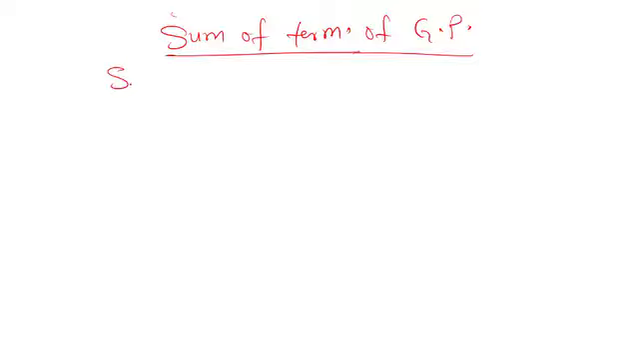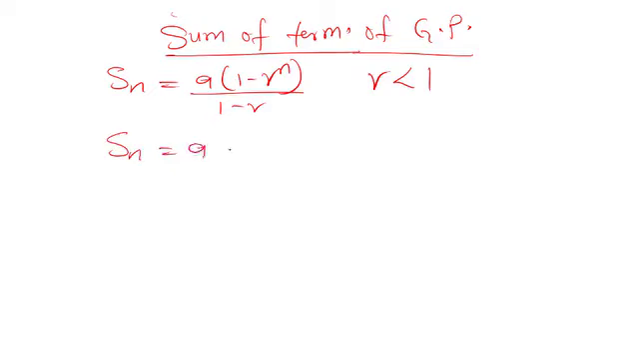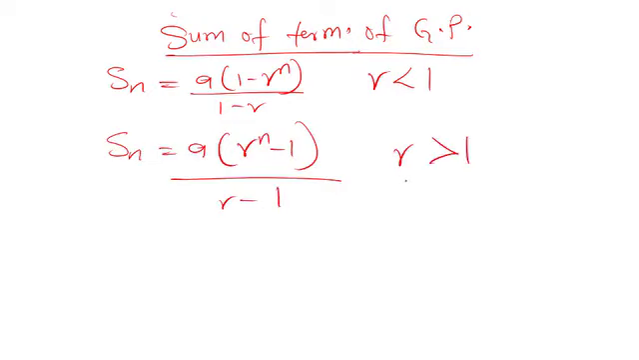We have Sn equal to a(1 minus r^n) all over 1 minus r. That is, if the value of your r is less than 1, you make use of this. But if you have a(r^n minus 1) all over r minus 1, that is if the value of your r is greater than 1. Now these are the two formulas we use in calculating the sum of terms of a geometric progression.